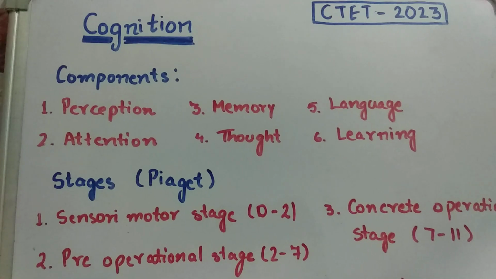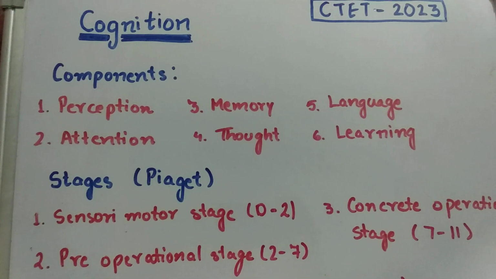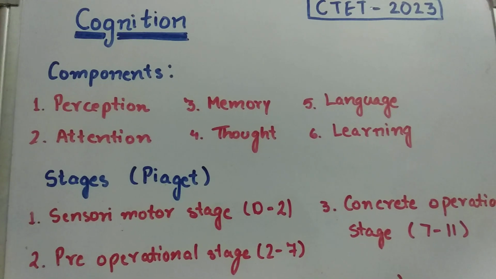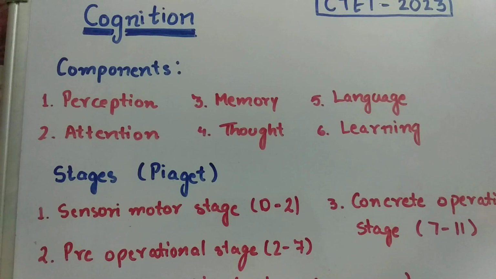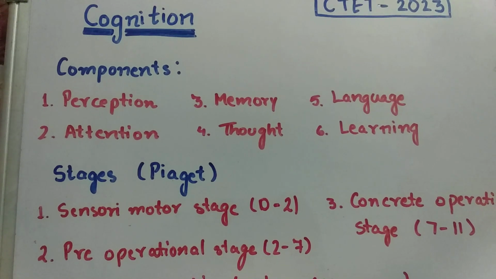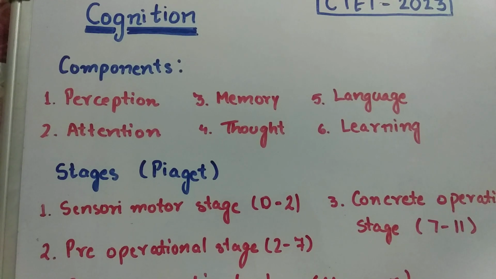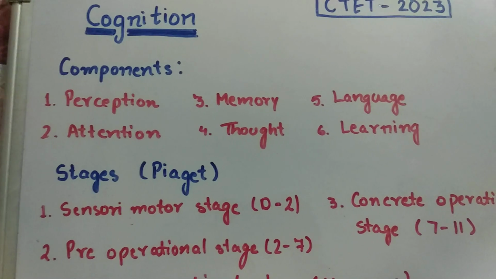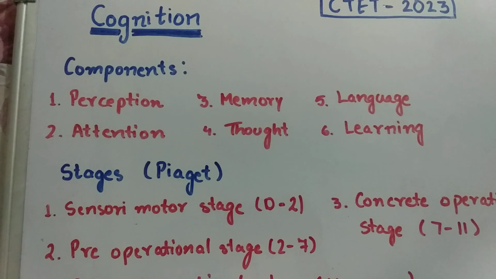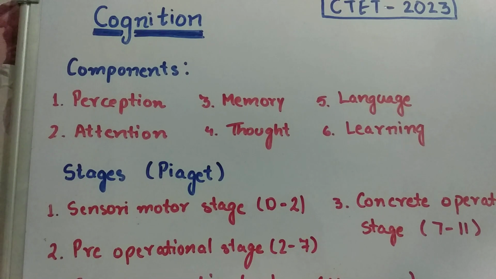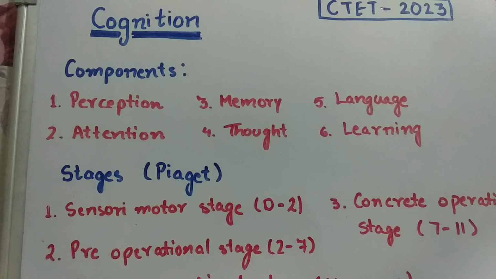Now, here are the components of cognition. So first one is perception. So what is perception? Perception allows us to organize and understand the world through stimuli that we receive from our different senses like sight, hearing, taste, smell and touch.